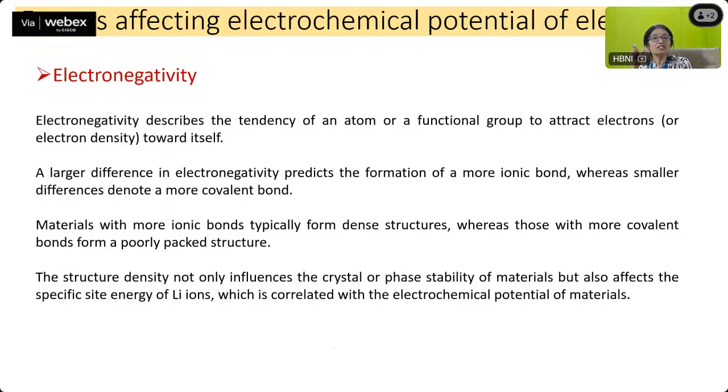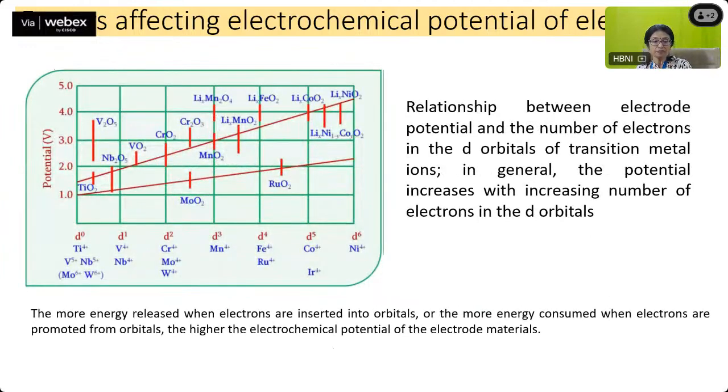So that is why the electronegativity of the material, whatever you are using in the electrode, will play a very important role in determining the electrochemical potential, whatever you get for your particular cell.